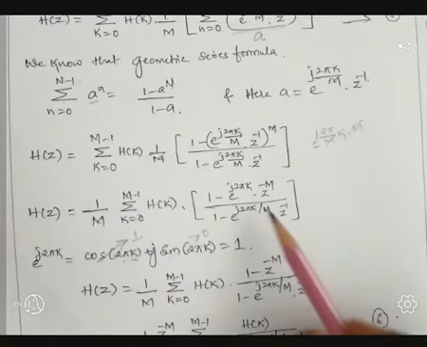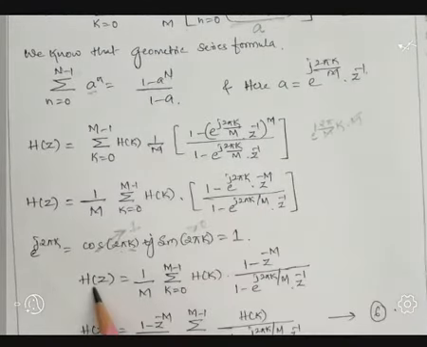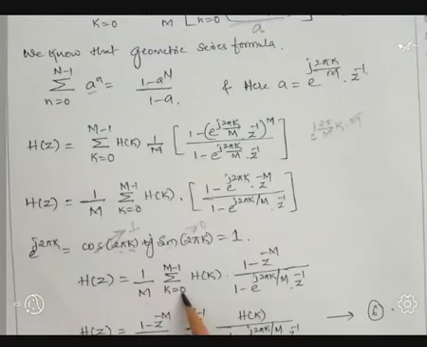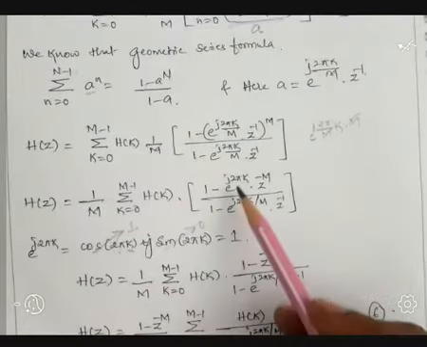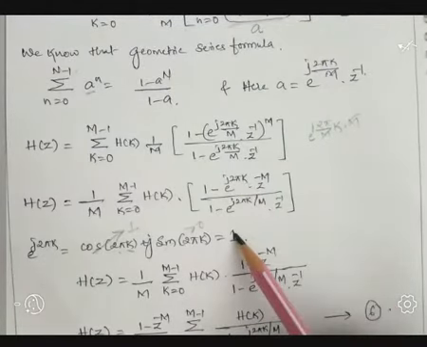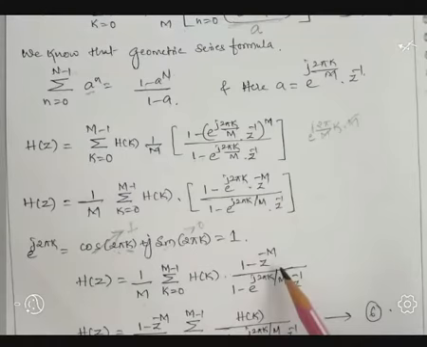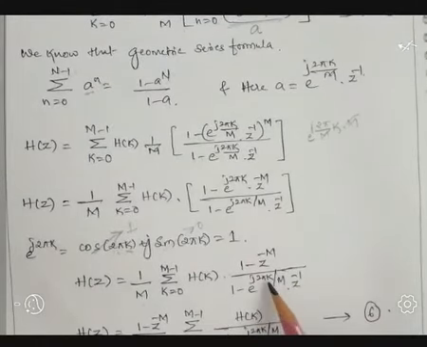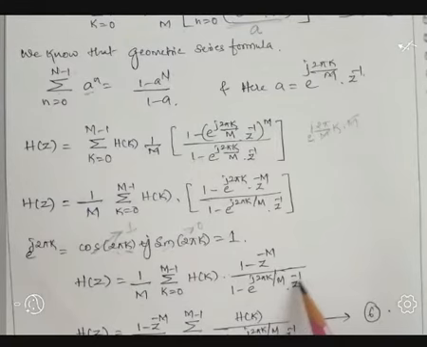Hence, substitute here H of z equal to 1 by M, summation k equal to 0 to M minus 1, H of k times 1 minus this term. This term becomes 1, so 1 minus 1 is left with only z to the power minus M, divided by 1 minus e to the power j 2 pi k by M multiplied by z to the power minus 1.